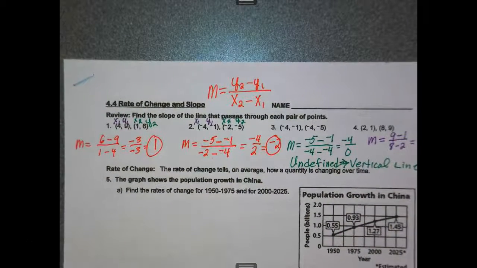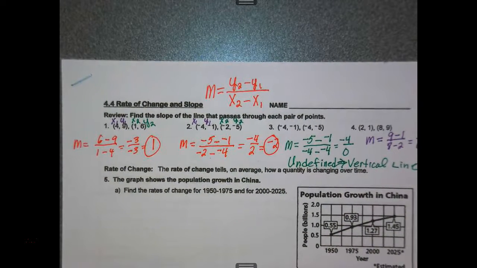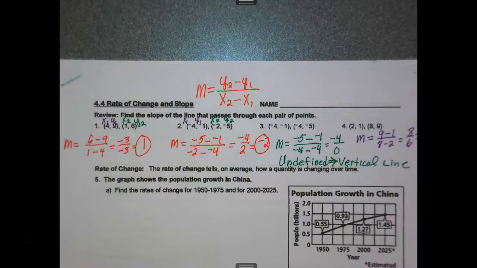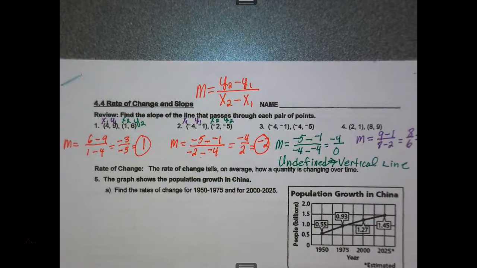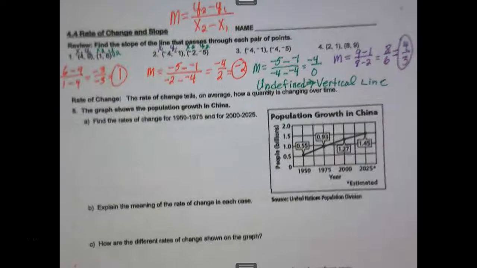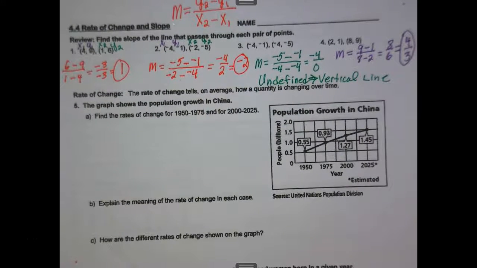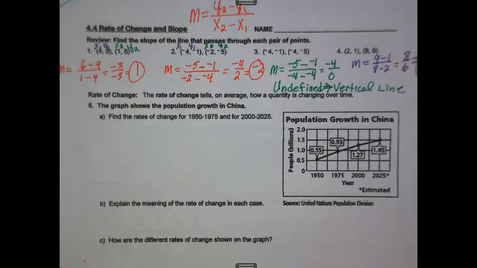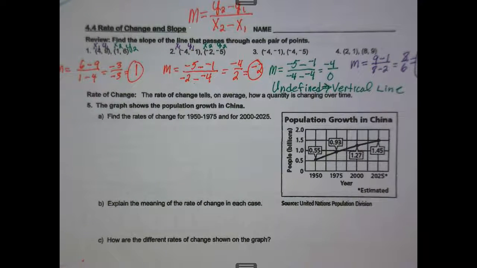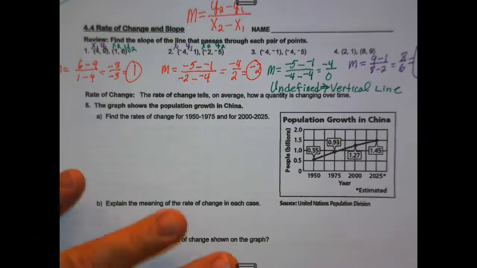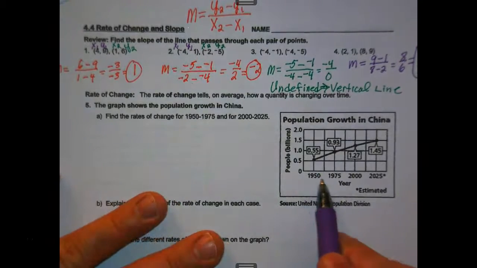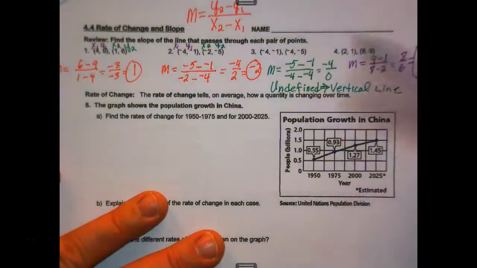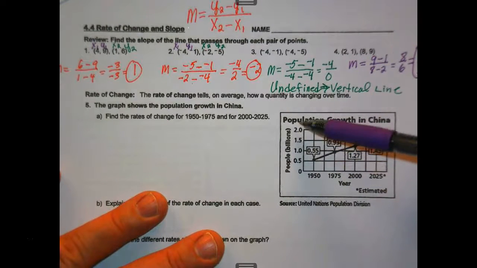Rate of change. Rate of change tells on average how a quantity is changing over time. Again, it's pretty much a slope, but we have to interpret it to real life situations. Okay, the graph shows the population growth in China. So here we have the years, and on our y-axis we have the people.